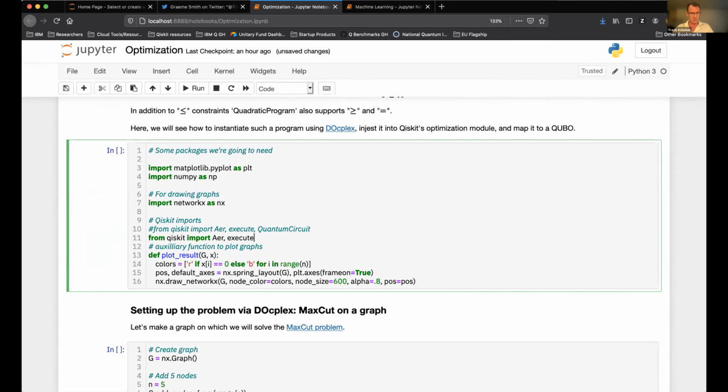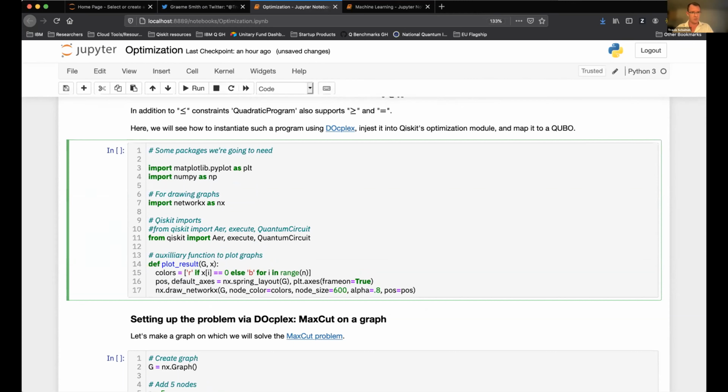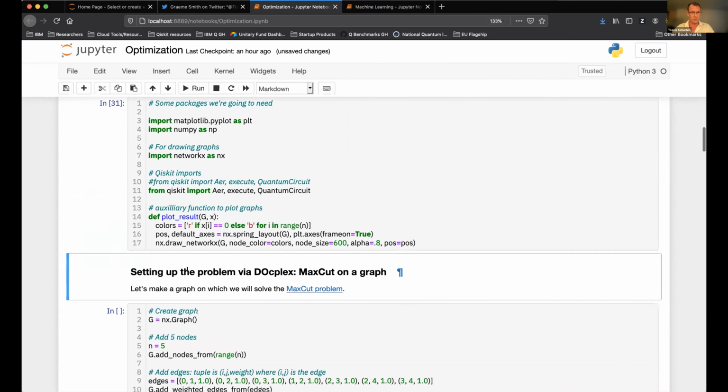I think we need execute to run some circuits, and we need quantum circuit as a base object that describes quantum circuits. So I'll go ahead and run those things.